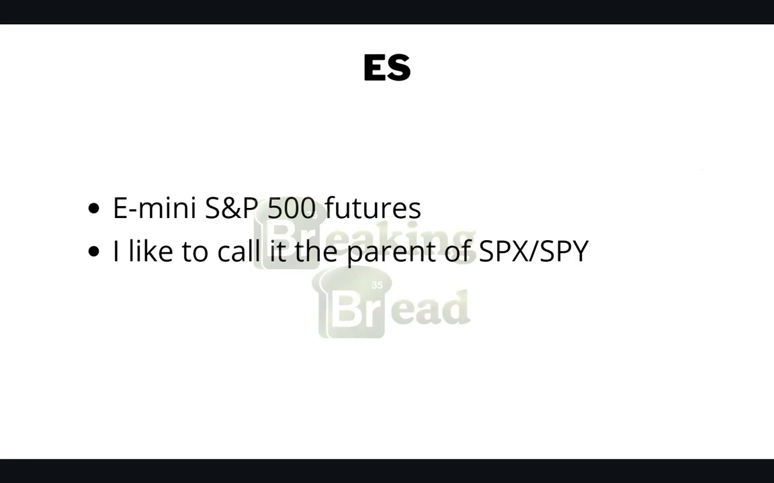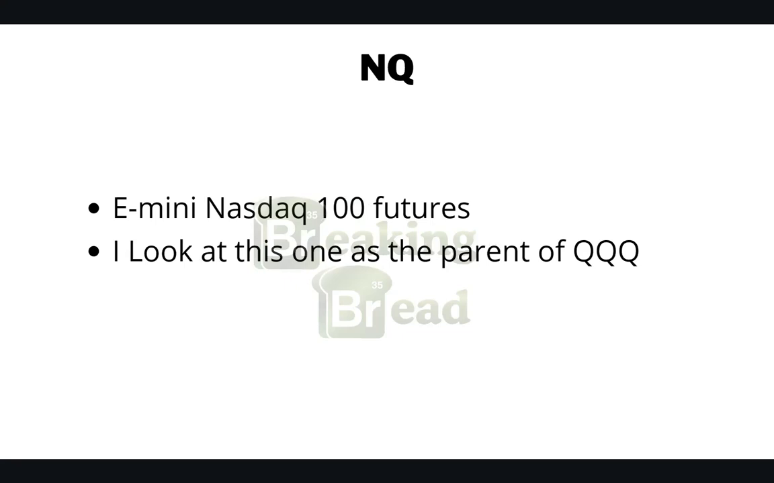ES, which is your E-mini S&P 500 future. I like to call this one the parent of SPX and SPY, meaning if ES is doing it, then SPX and SPY are more than likely right behind, about to do the same thing. ES holds the top 500 companies in the US. Now, NQ is your E-mini NASDAQ 100 futures, and I look at this one as the parent of QQQ. Meaning if NQ is doing it, more than likely QQQ is going to do it as well. So this one holds some of your top tech and biotech sectors.